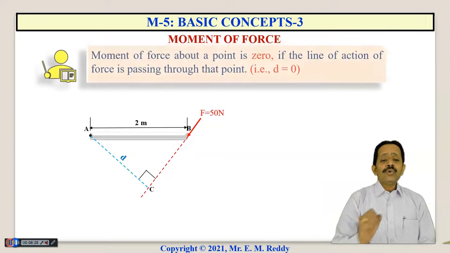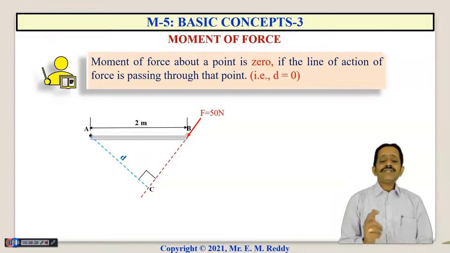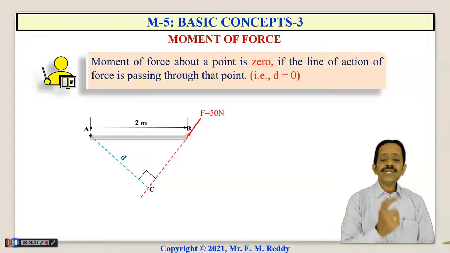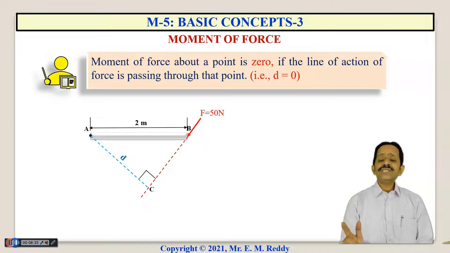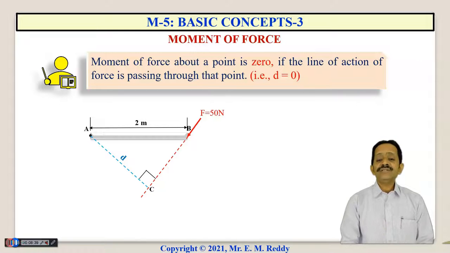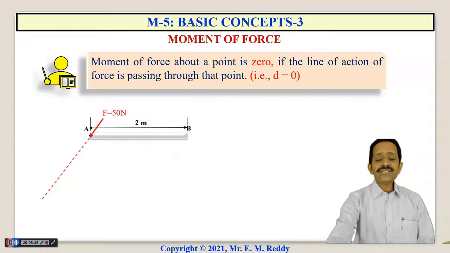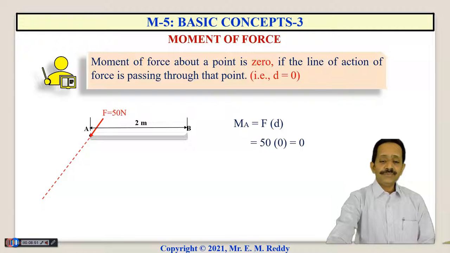The moment of force about a point is 0 if the line of action of the force is passing through that point. Means if the force is acting at that point and you want to take moment about that point, its moment will be 0. Being the line of action is passing through the point, the perpendicular distance becomes 0. Hence, the moment of the force about that point is 0.